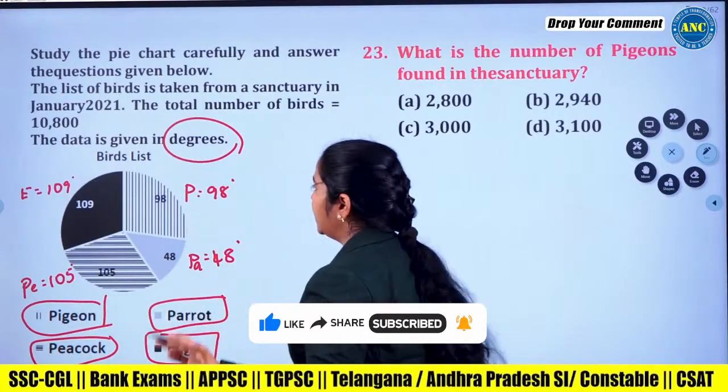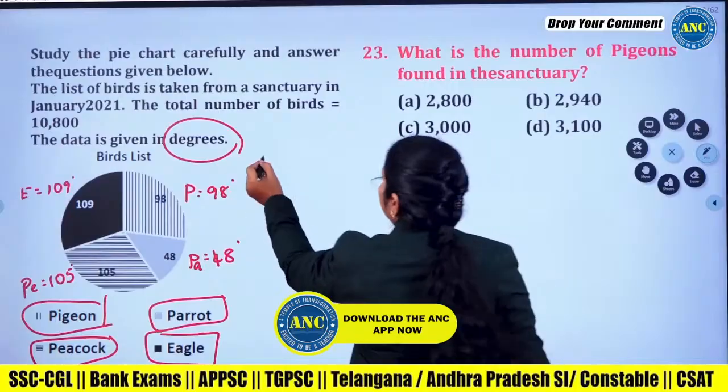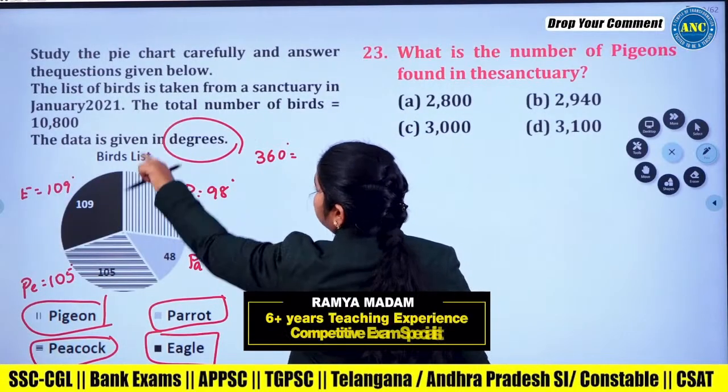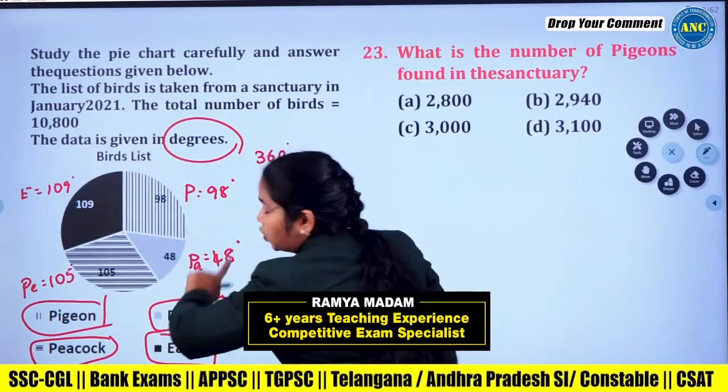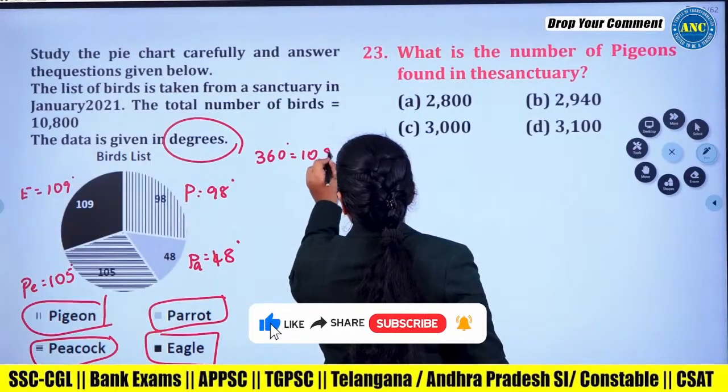Till here clear. But here what we'll do, very first important thing is 360 degree is equal to how much? Total number of birds. This complete circle is total number of birds. So 360 degree is equal to 10,800.